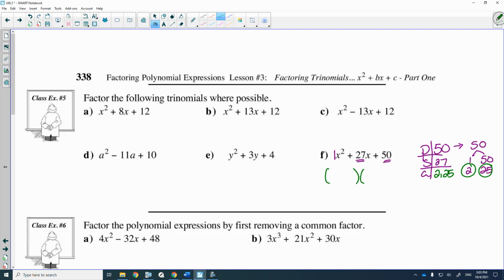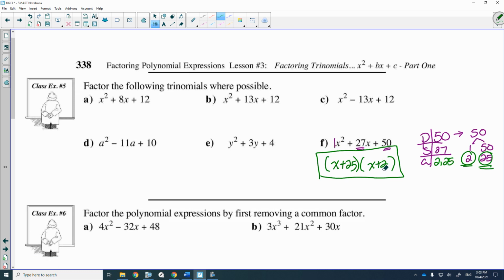Set up your brackets. Put an x at the beginning of each bracket. 1x gets a plus 25. I'll start with that one. It doesn't matter. 1x gets a plus 2. And you're done. This question has two factors. X plus 25 is considered a factor. X plus 2 is another factor.